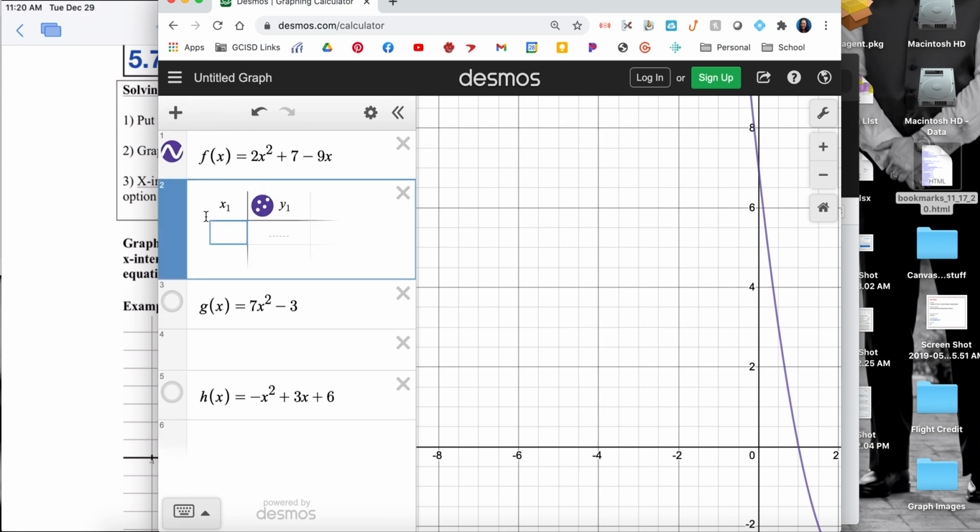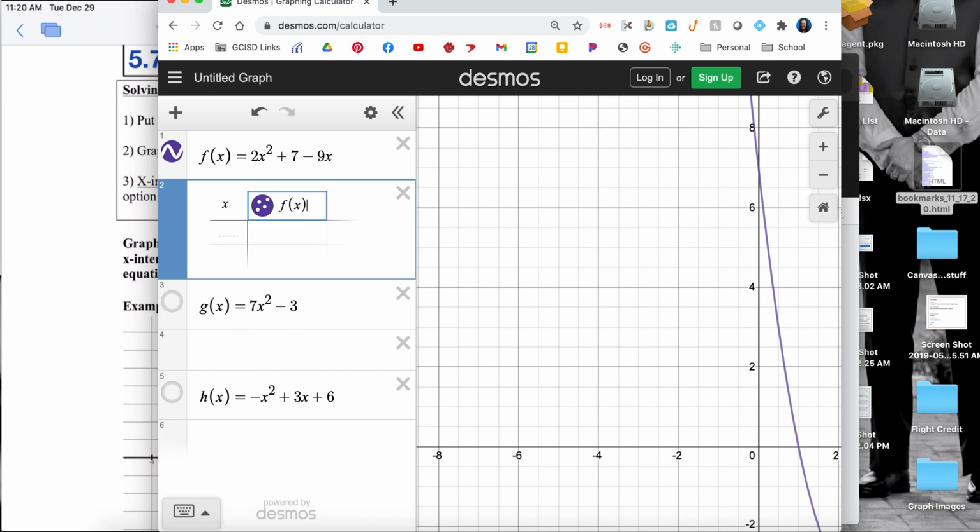So we're going to add a table. When I do that, it gives me x and y1. We are going to take out the 1, x, and we are going to call this f of x. That way when I type it in, it automatically gives me the points matching with the top equation in purple.